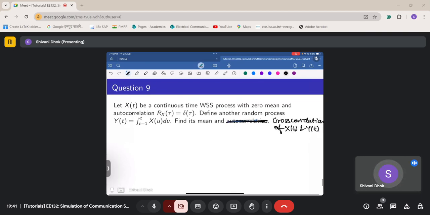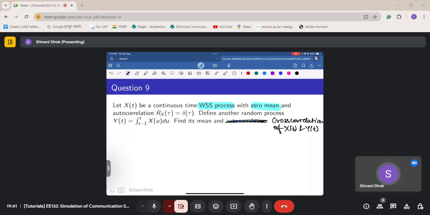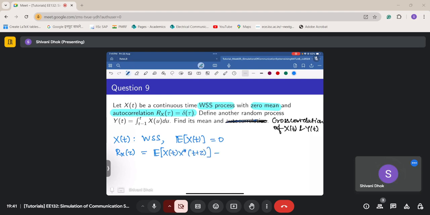Okay, so the next question is, let xt be a continuous time white sense stationary process with zero mean. So what is given to us till this point is that x of t is a white sense stationary process, expectation of x of t is 0, and autocorrelation Rx of tau is delta tau. That is, Rx of tau, the autocorrelation function, which is expectation of x of t into x conjugate of t plus tau, is equal to delta tau.